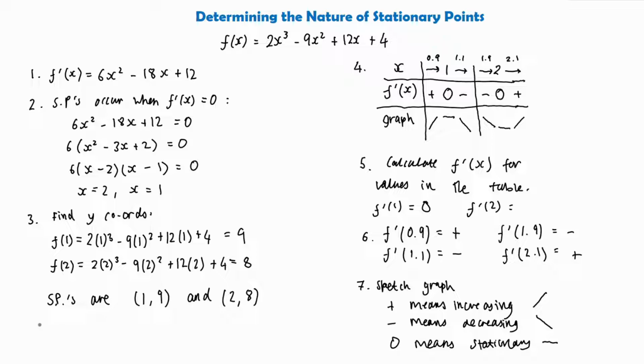So the last little thing we'll do, and I'll just do step 8 down here, is we would say that the coordinate 1, 9 is, so this is this one here, we can see it's going to be a maximum turning point. And we can say that for this coordinate here, which was the coordinate 2, 8, we would say that this is a minimum turning point. So we'll say it is a min turning point.